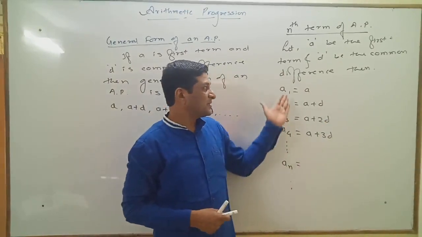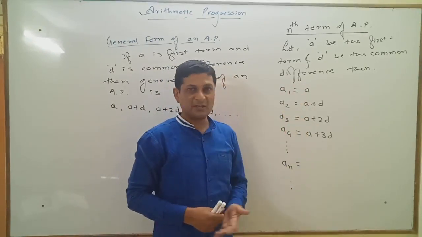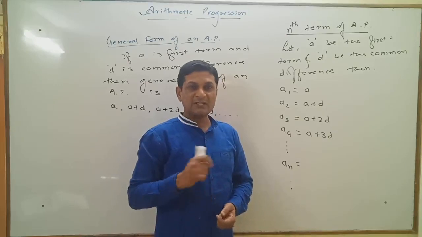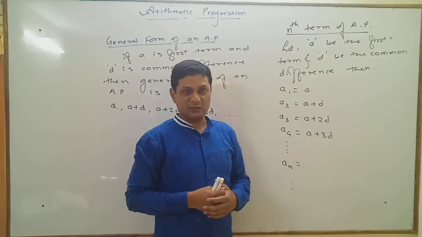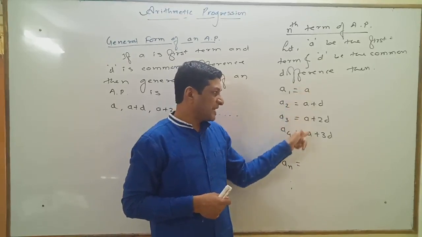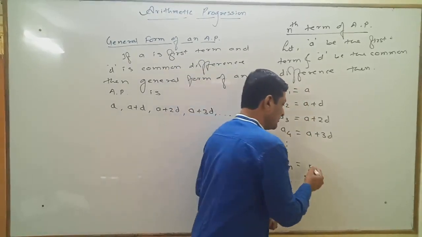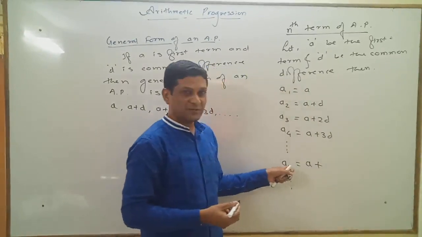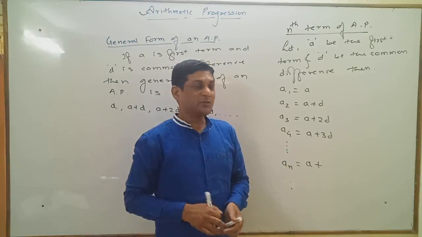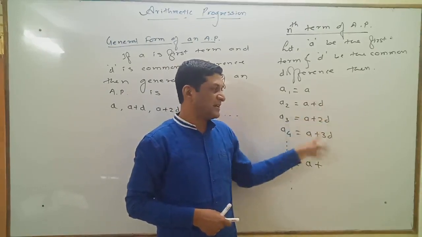If you observe the values of the first term, second term, third term and fourth term, we can easily find the value of the nth term also. If you observe all these terms, can I say that A is common in all the terms? So in the nth term also we will get A here. A will be our first term in finding the value of the nth term. Now if you observe the second term, it is related with what? The common difference.